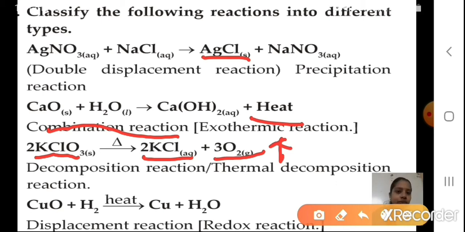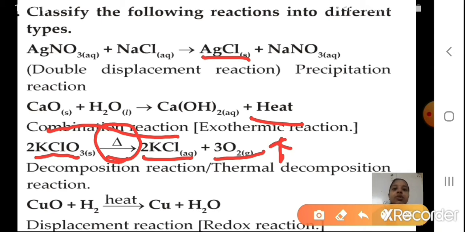Just for your information, we also call it a thermal decomposition reaction. Why thermal, students? Thermal means heat. Can you see this triangle here on the arrow? When heat is involved in the reaction, we put a triangle above the arrow. We don't write the word heat, we write a triangle. So from the triangle you should understand that it is a type of thermal reaction.